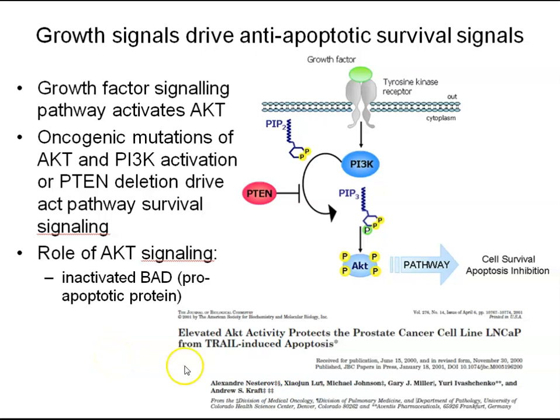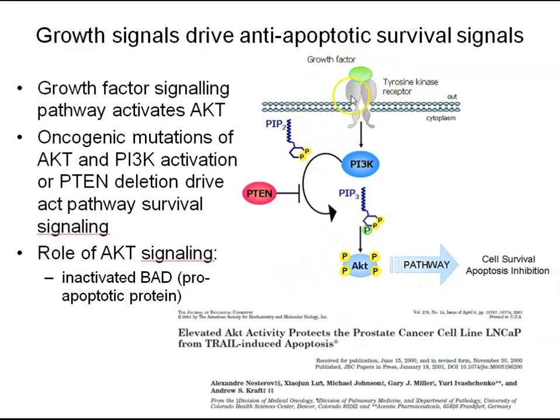So this is shown here. This paper by Nesterov from many years ago showed that elevated AKT activity can protect prostate cancer cells from undergoing TRAIL-induced apoptosis. These cells are often PTEN deficient, and if you have cells that are deficient in PTEN, you get constitutive AKT activation, and that can drive cell survival, and we'll see why on the next slide.